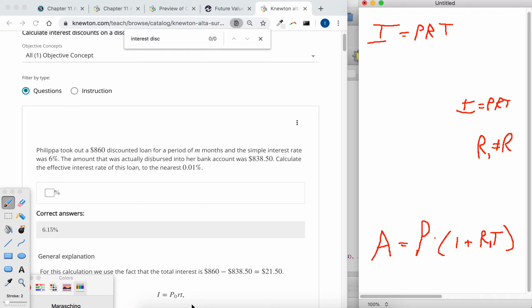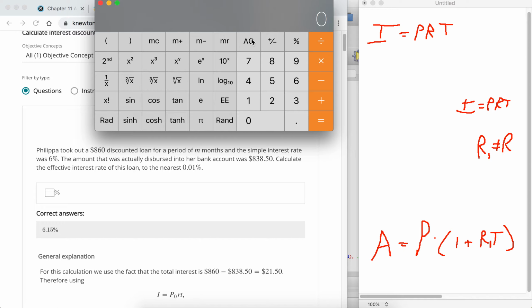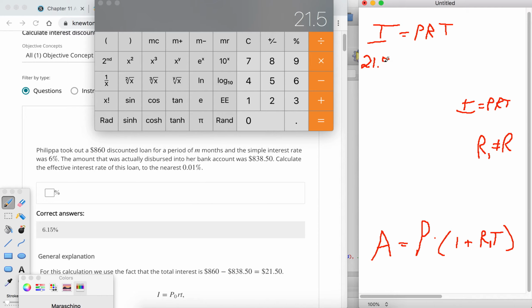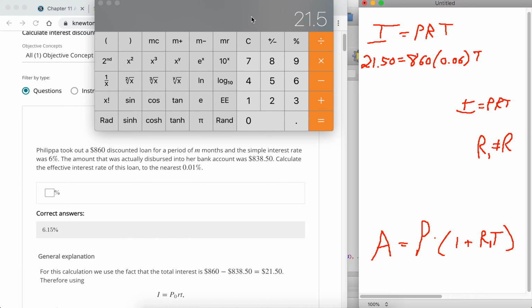Because we do know how much interest was charged in this loan. We took out a loan for $860, but we only got $838.50, so that means there's $21.50 for interest. And the principal was $860. That was the starting amount. The simple interest rate was 0.06, right, which is different than the R that we use in this formula down here. And then time is that thing we're trying to find out.